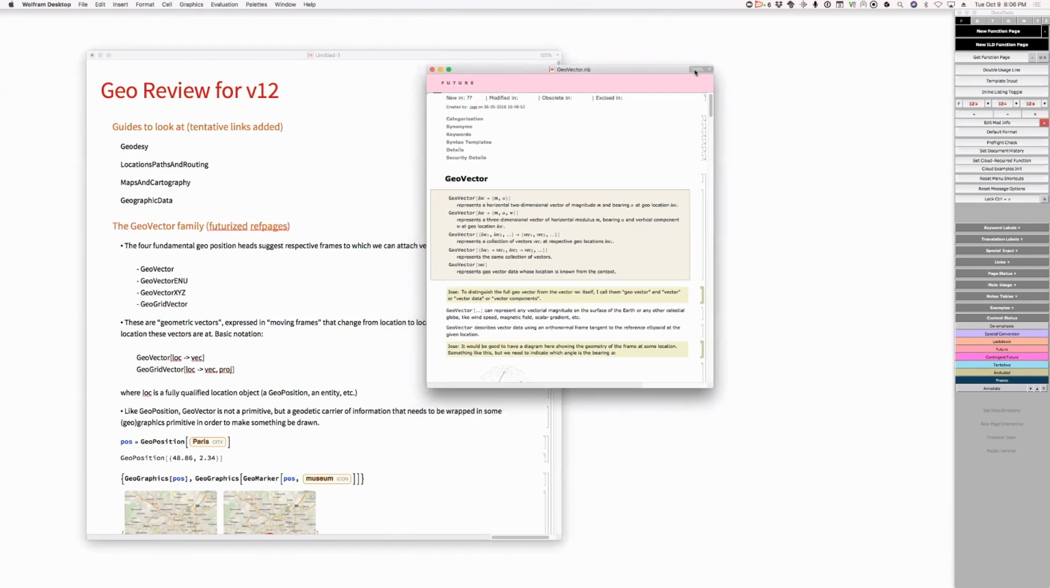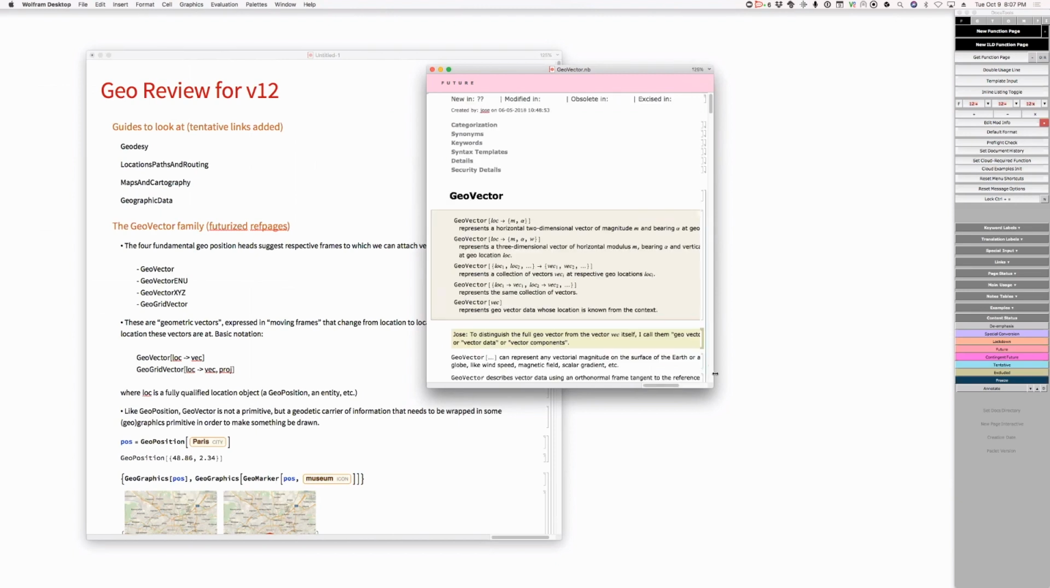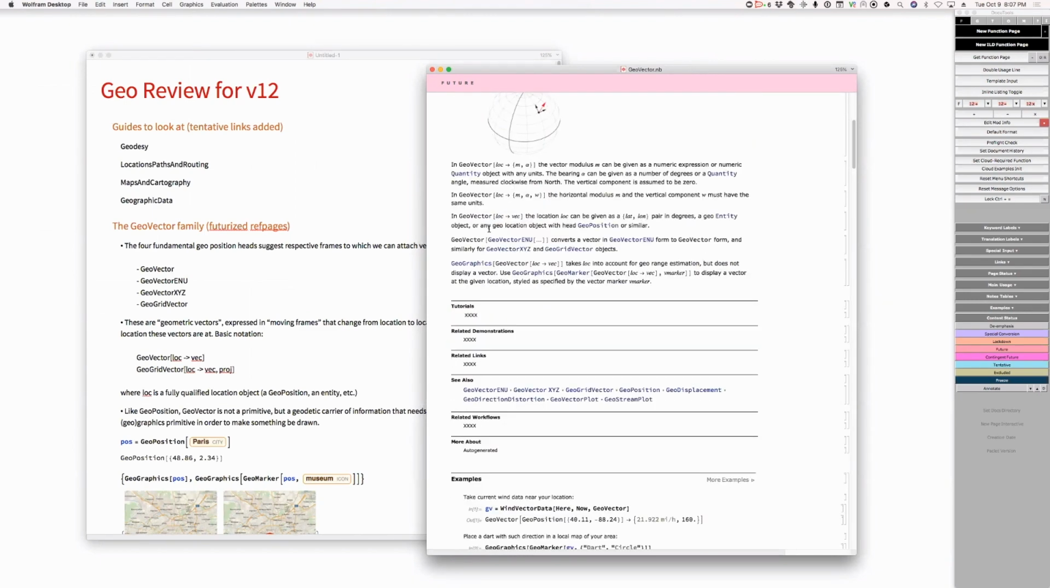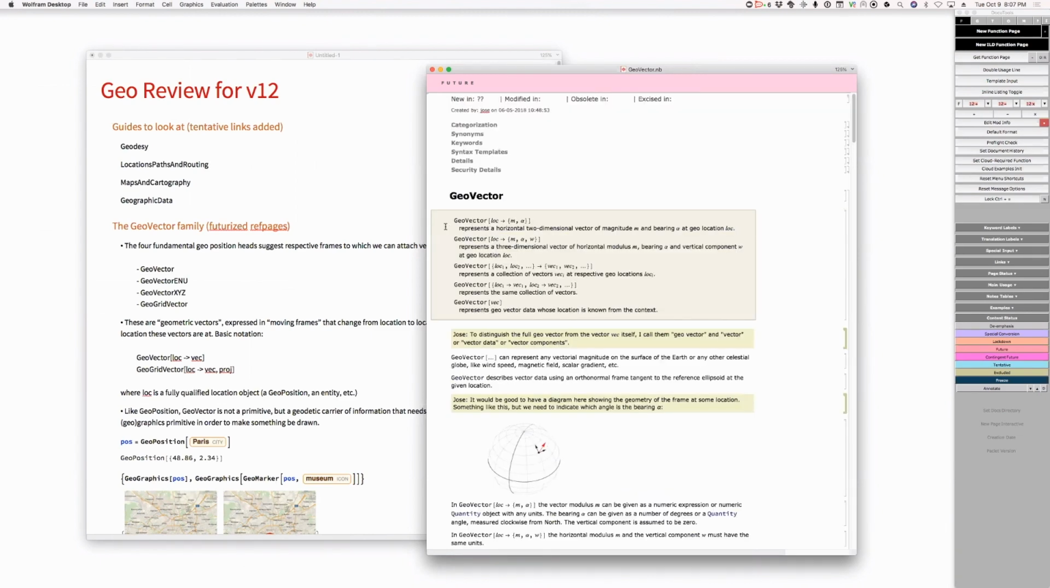So yes, the main idea of these 4 functions is that they are the parallel of GeoPosition, GeoPositionENU, GeoPositionXYZ, and GeoGridPosition. And basically what they do is that they are vectors in the frames defined by those position functions. And the new thing in these functions with respect to the other ones is that the vectors do not make sense unless you know where they are. So that's why we always need to store the location with them.